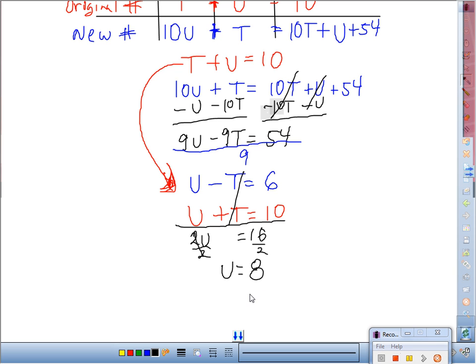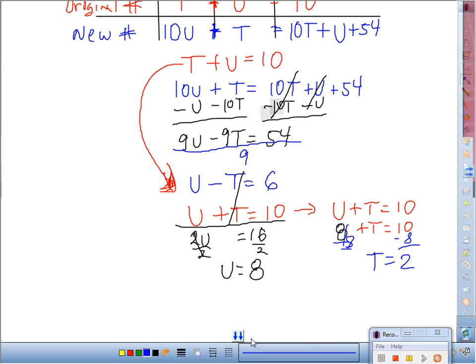So now, on the original number, the units is an 8, right? Now we need to figure out what the tens is, right? So which of these am I going to use? The one with the positive? This one. So U plus T equals 10. But instead of U, what goes here? 8. I bring down the plus T equals 10. Then at the end we subtract 8, T equals 2.